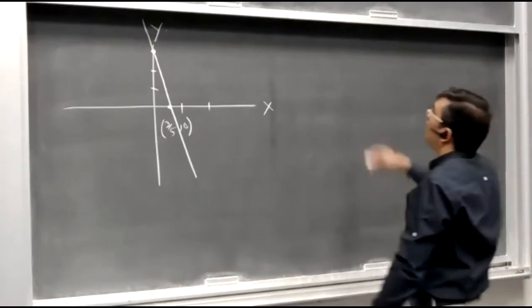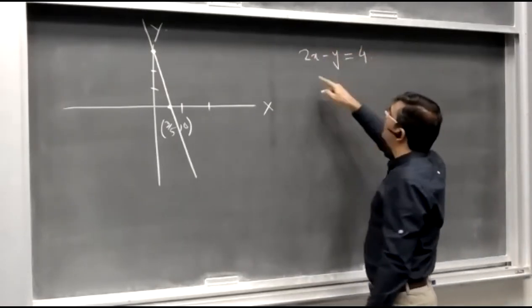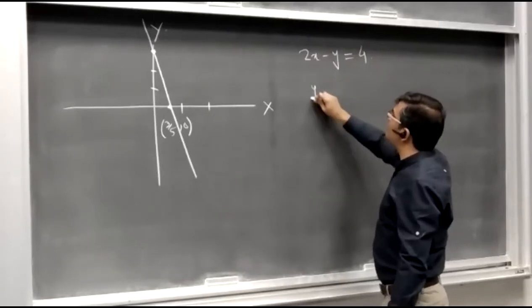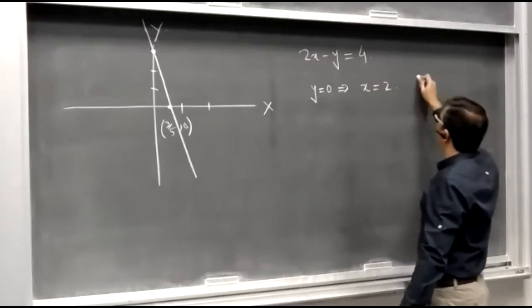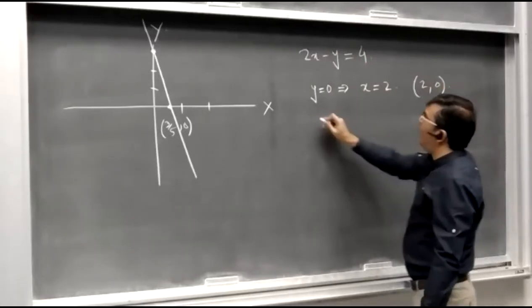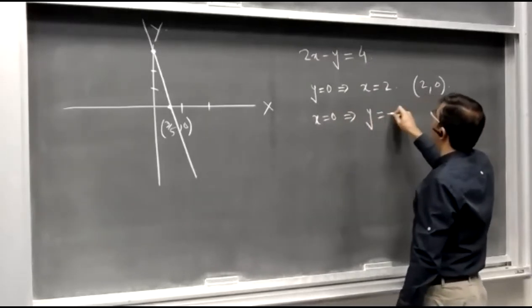Now, similarly, we can plot the second line by inserting y is equal to 0. You get x is equal to 2. So you get the point 2, 0. And by inserting x equal to 0, you can have y is equal to -4.